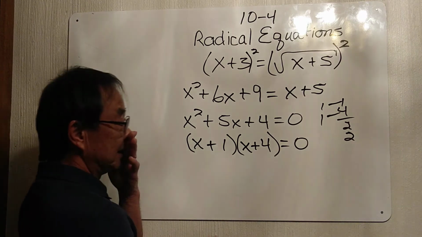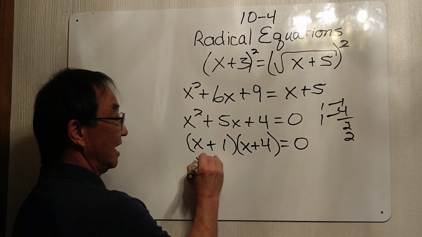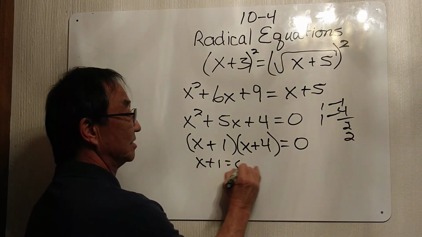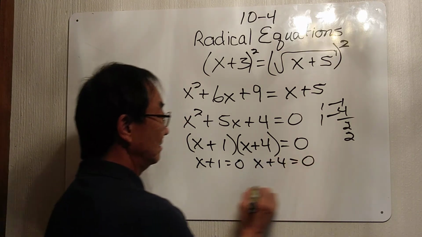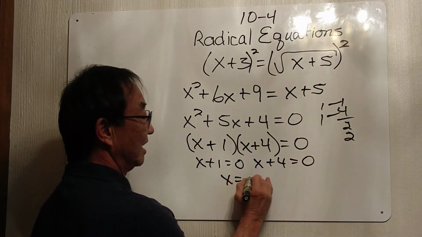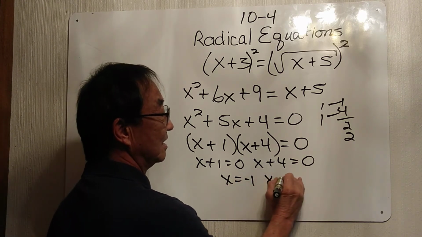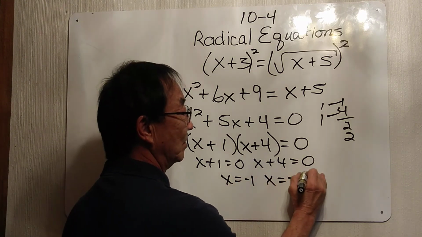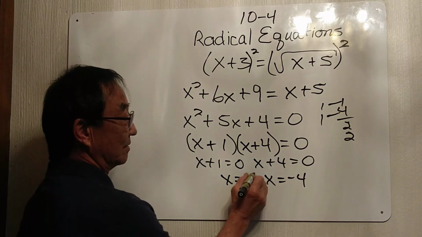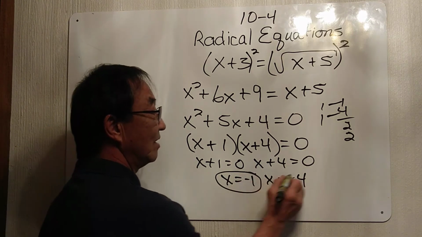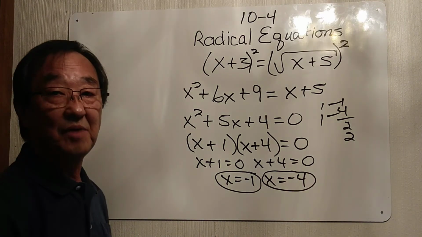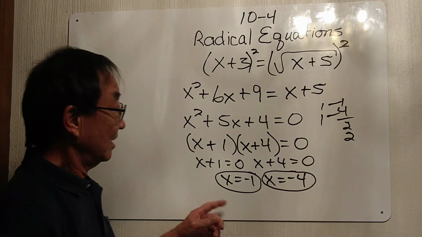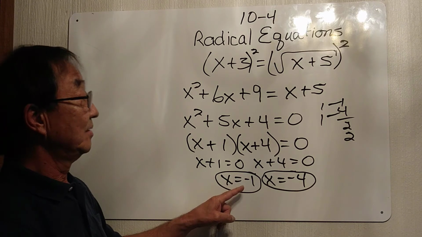All right, now to solve it, you will set x plus 1 equals 0, x plus 4 equals 0. So x is going to be negative 1, or x is going to be negative 4. Okay, now you should check your answers because it could be that one of these doesn't work. So let's do that real quick and see what we get.